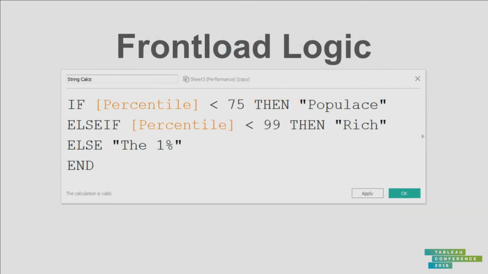The other piece to note here is to front load the logic, to put the tests first that you think your data is going to hit the most. So in this pretty obvious example, right, if we're in the 75th percentile, then that's the populace. By definition, I know 75% of the time, once the data runs through this, it's going to match that condition, and I don't even have to run the rest of the statement. So if I know that there's a test that is more likely to be hit than others, just put it first, because then you're ensuring that you're running multiple tests less often.